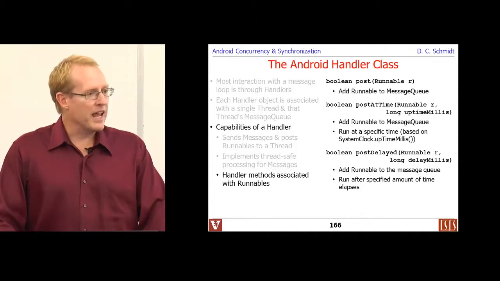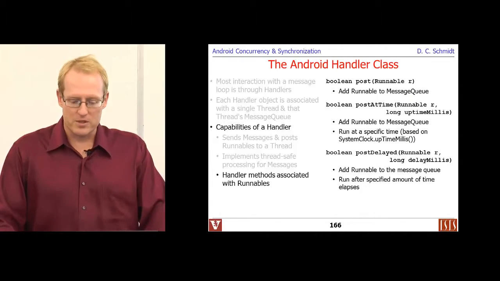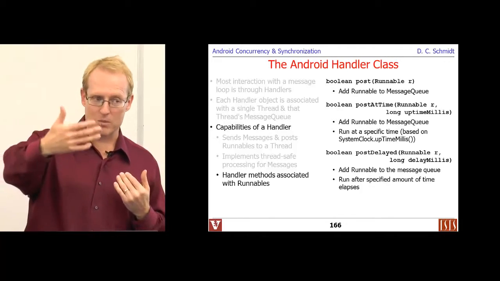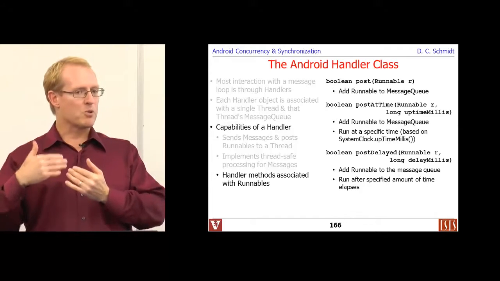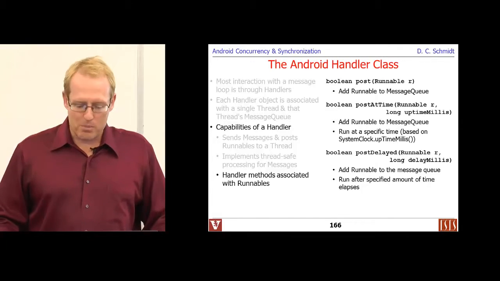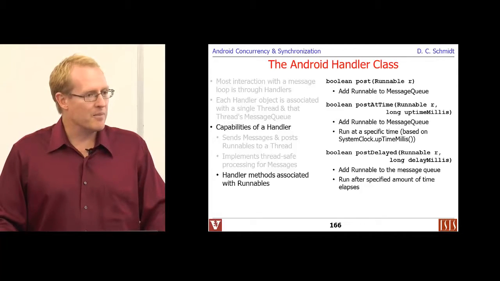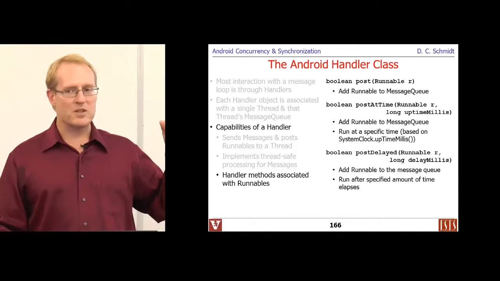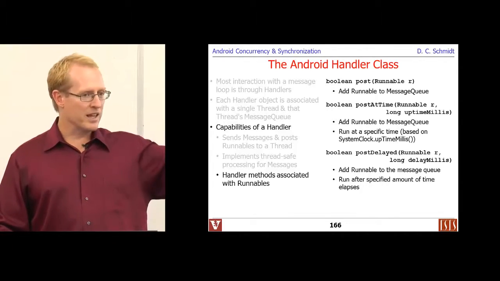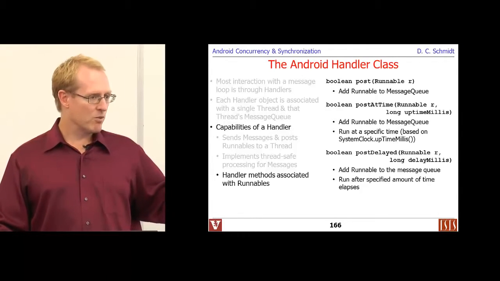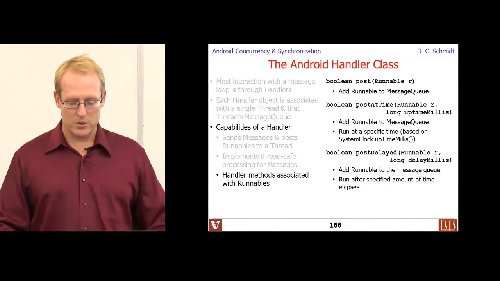There's a number of handler methods that are associated with runnables. These are things that can be used for either one thread to post runnables to itself or one thread to post runnables to another thread through a handler. And the methods are post, post at time, and post delayed. And so there's a bunch of different semantics. The post method simply takes a runnable and puts it into the message queue, so it'll be dispatched by calling its run method later in the main thread or the looper thread that you posted it to.